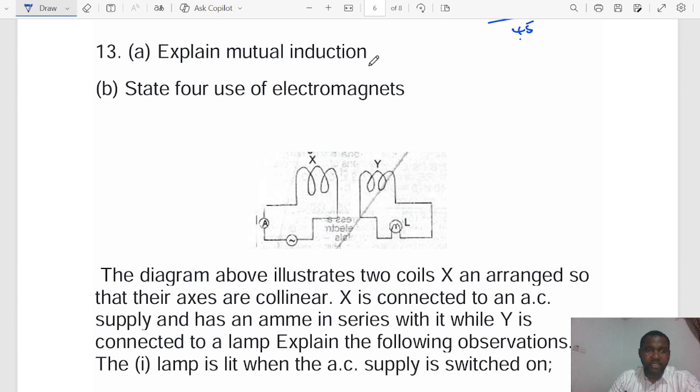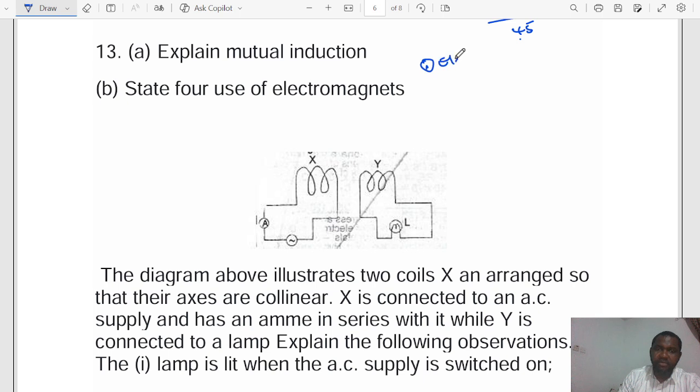The next one says state four uses of electromagnet. One of them can be electric motors. We use electromagnet to produce electric motors. And secondly is headphones and speakers. We use it in headphones and speakers.